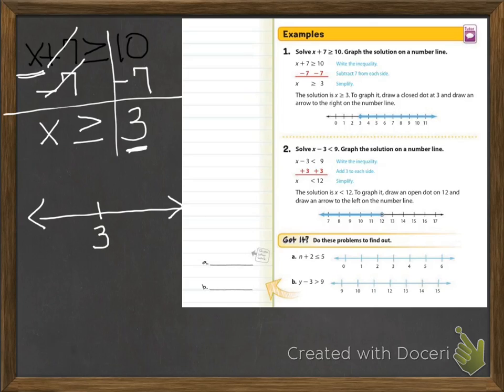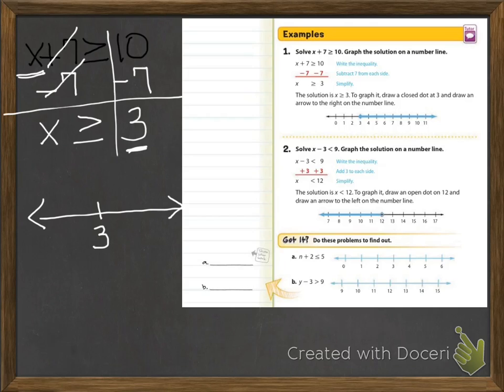I'm going to put the 3 on my number line. We know that all the numbers that come after the 3 are going to be greater than 3, such as 4, 5, 6, and so forth. And the numbers before 3 are going to be smaller than 3, such as 2, 1, 0, and so forth. Now this inequality symbol is greater than or equal to.